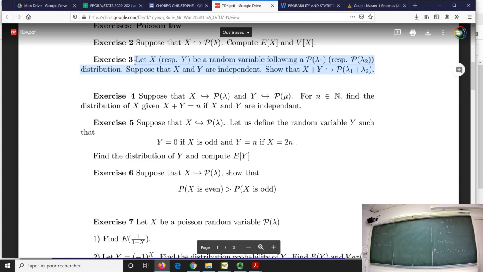I will define next session the moment generating function of a pair. If the moment generating function of a pair is the product of the moment generating functions of each component, then I will have independence. So we will have a powerful tool to prove independence through the moment generating function.